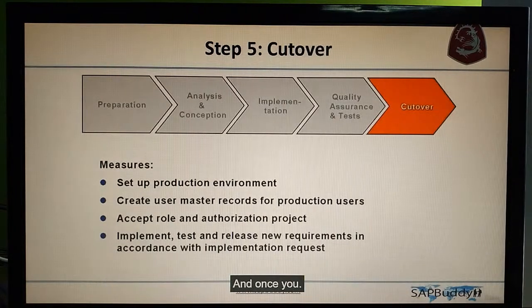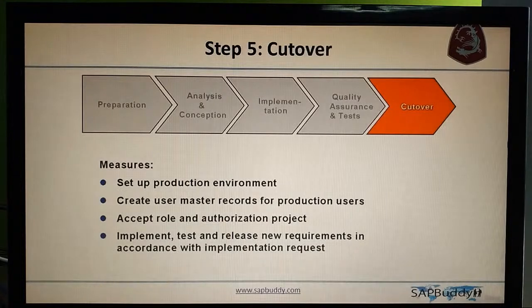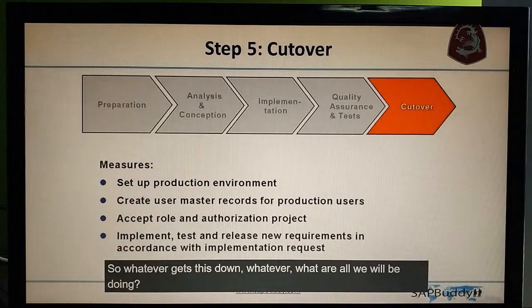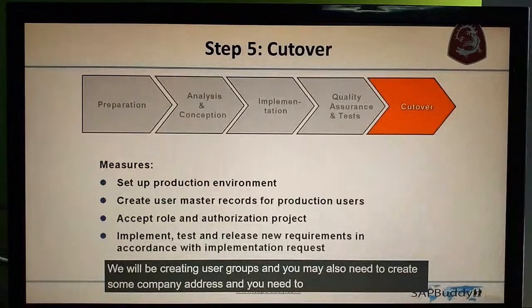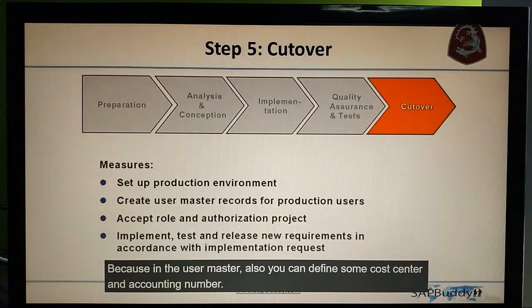And once you have collected this information and created the users, you need to distribute the user ID and password to the users. So you need to find a medium. How do you distribute this? So these are all in your cutover plan. Let's list down what all we will be doing. We will be creating user groups, and you may also need to create some company address, and you need to define some mandatory fields for the user master, because in the user master you can also define a cost center and accounting number.